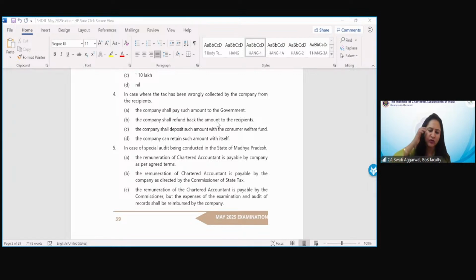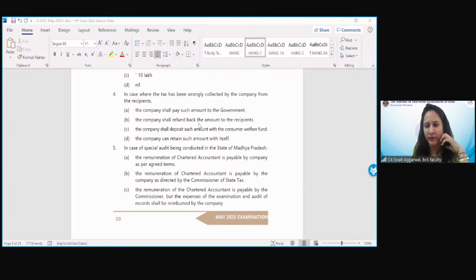See, when you know the reason, now you will see that if you are aware of the correct provision of law which gets attracted in a particular case scenario, it becomes very easy for you to understand the question, right? So let us go through the answer. Correct answer in this case is option A. The company shall pay such amount to the government.